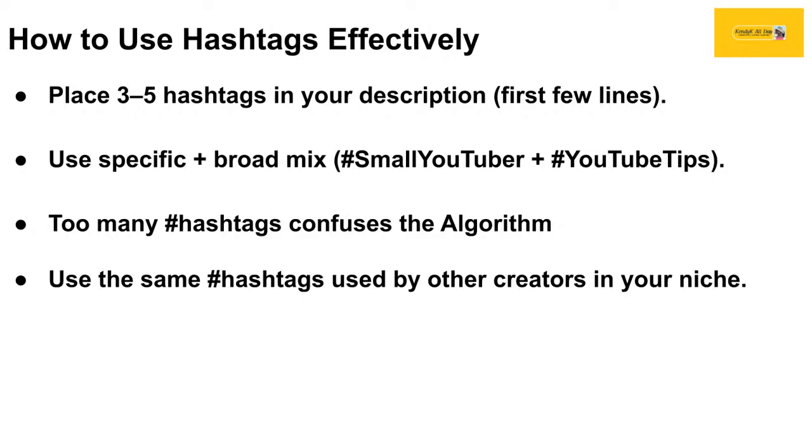Place 3 to 5 hashtags in your description box within the first few lines of the description box. Use both specific and a broad mix, not vague. Specific and more broad mixes, right? So small YouTuber is a hashtag, and hashtag YouTube tips. But then when we put them in the tag section, we're going to take off that pound sign, take off the hashtag sign, and you can even use spaces in the tag section. You see what we're doing now? We're lining things up. We're putting all arrows in a row, pointing towards what? Your content, your channel, so that you can get more views on your channel.